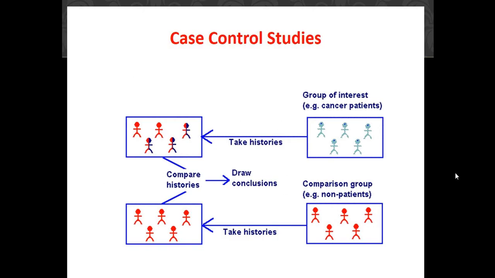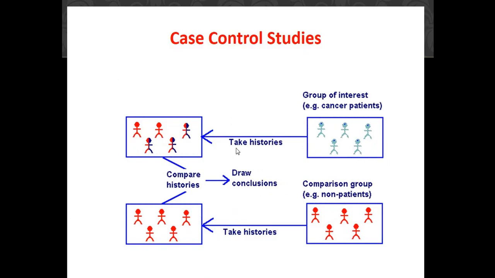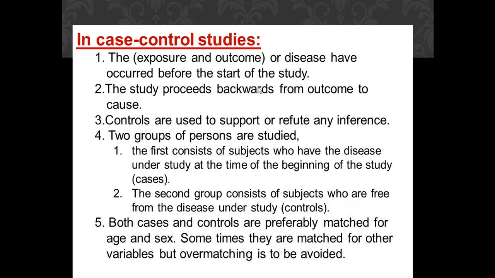Here, this is the case control study. We start here from the disease group of interest. Maybe they are cancer patients or pneumonia patients or asthmatic patients, and here the comparison group, the controls, are non-patients. So we take the history from both, and after taking the history, we compare histories about exposure to certain things that facilitate the appearance of disease. Maybe in cases of cancer here, they were exposed to radiation or certain medications or certain diseases that aggravate cancer development, and here they have no such history. And then we have to draw the conclusion.